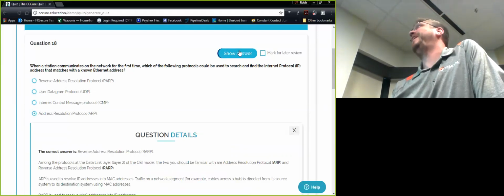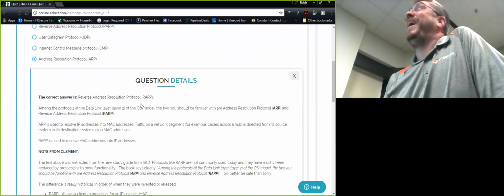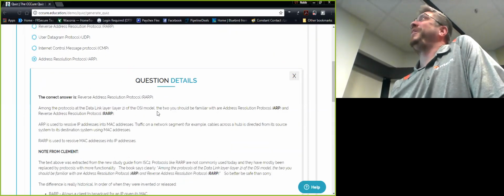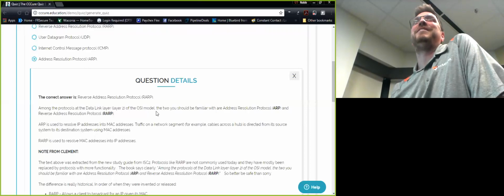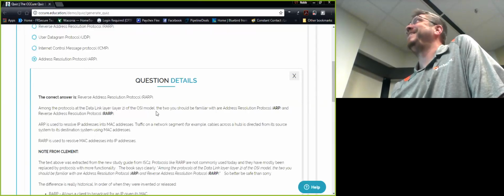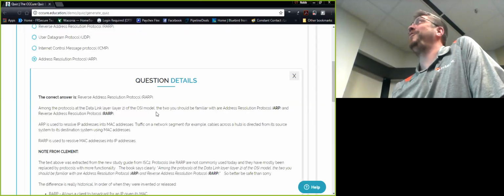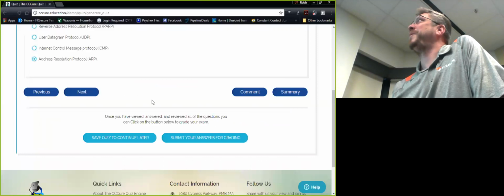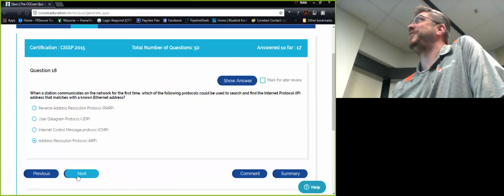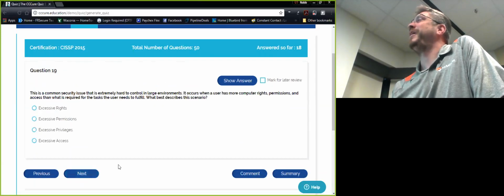Oh, it's reverse. So obviously you'll need to know the difference, right? If you don't do networking on a regular basis, this is not something that you know off the top of your head. I don't do a lot of networking stuff, so this is not an area that I know inside and out, like some of the other stuff. So there we go. All right.